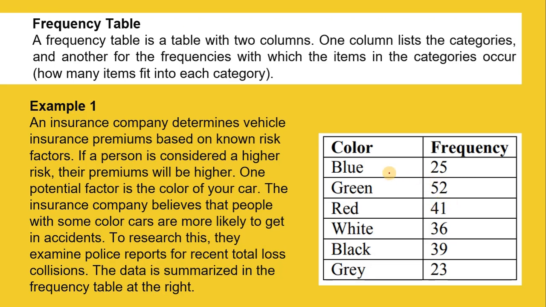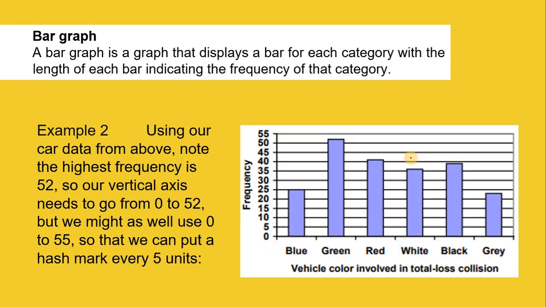So they say if it's blue, 25 times are recorded on the collisions and so on. Blue 25, green 52, red 41, white 36, black 39 times, gray 23, and so on. So this simple table just tells you the frequency of occurrence.